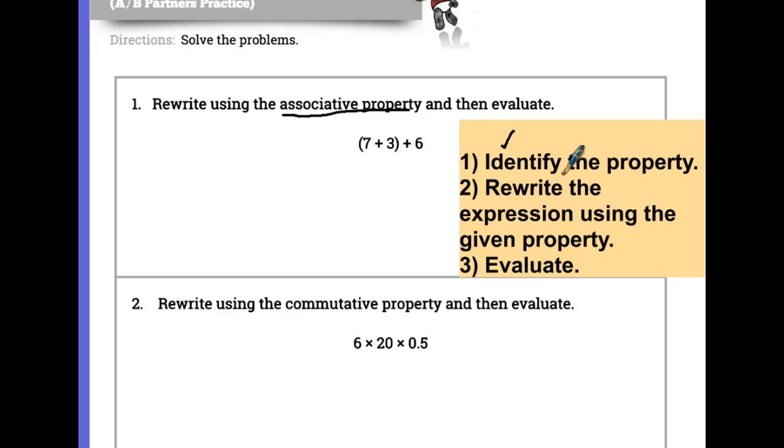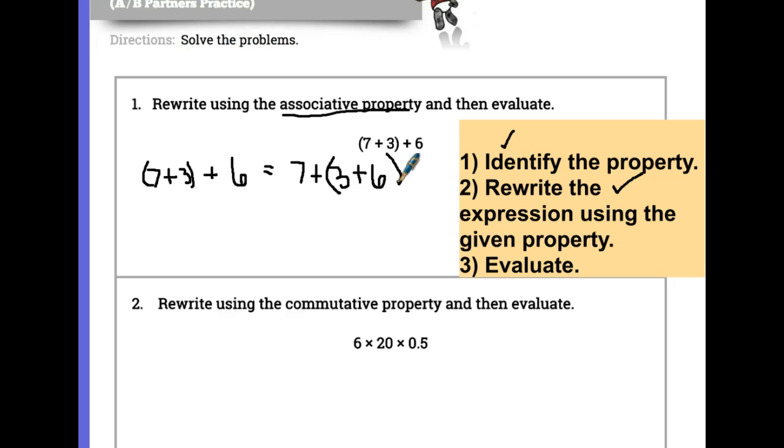So I've identified the property, and then I'm going to rewrite the expression using the given property. So I'm going to rewrite the whole thing here. 7 plus 3, parentheses, plus 6. I want you rewriting this in your book too. So rewrite the expression, then put an equal sign. And I know with the associative property, my numbers do not change. So my parentheses went around 7 plus 3 at the beginning. So now I'm going to put my parentheses here.